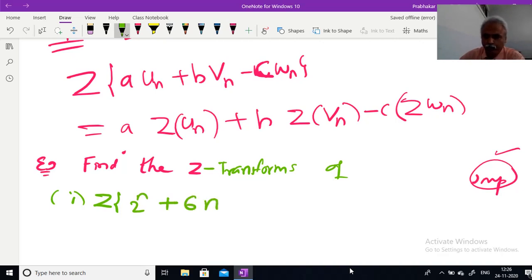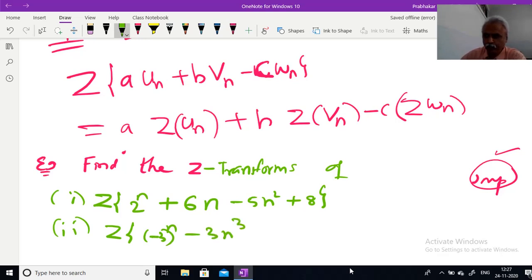What is the Z transform of 2 raised to n plus 6n minus 5n square plus some constant 8? Second one: find the Z transform of minus 3 raised to n minus 3n cube plus 1. So let us find the Z transform of all of these using the linearity property and our previous knowledge.